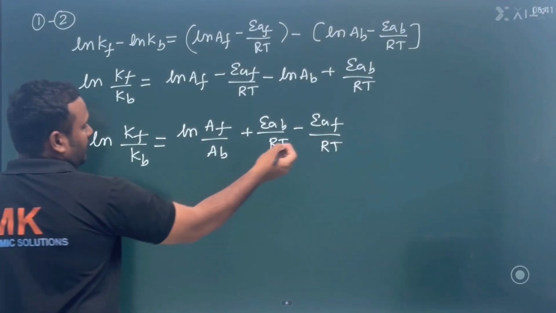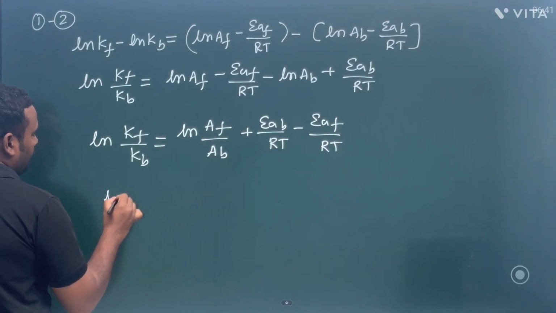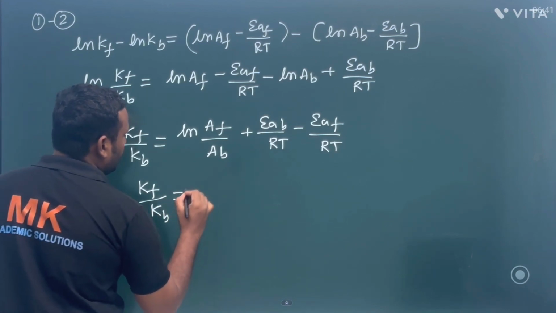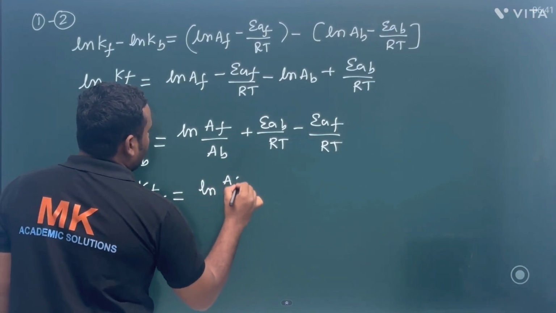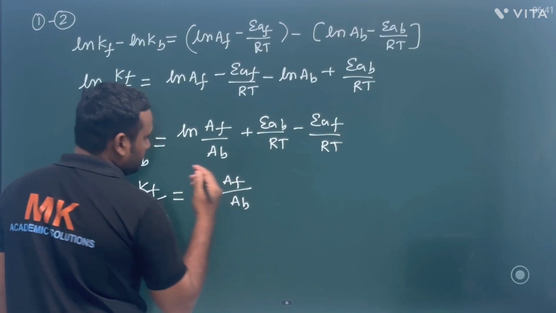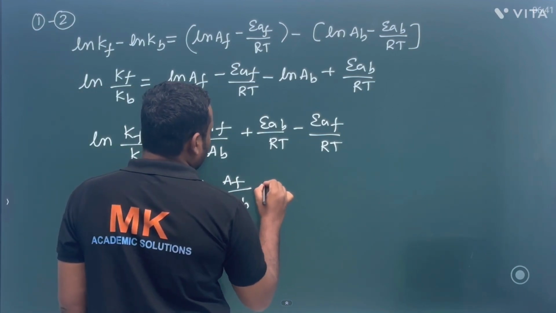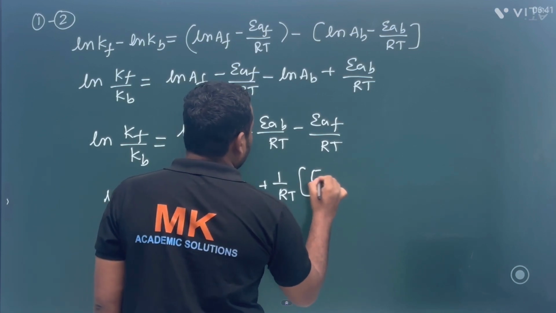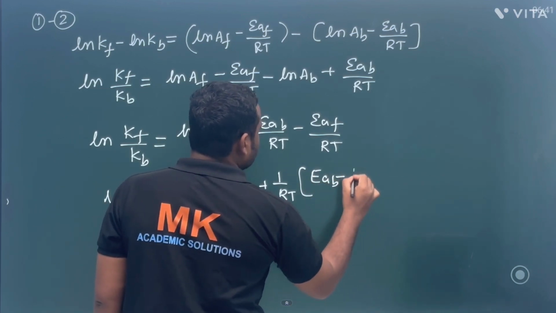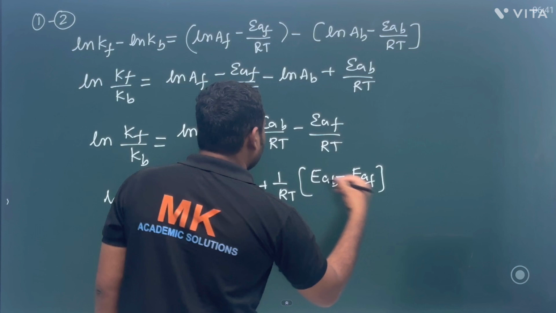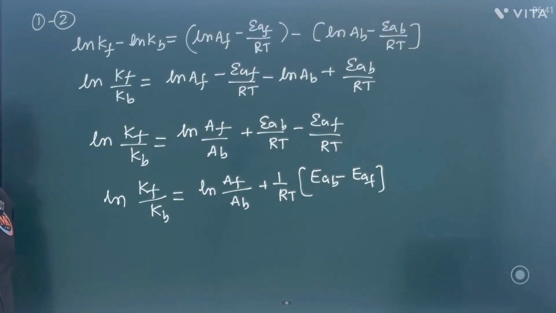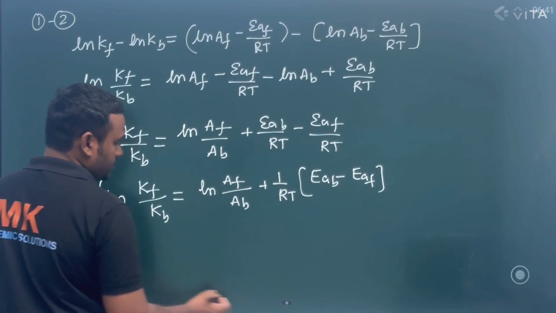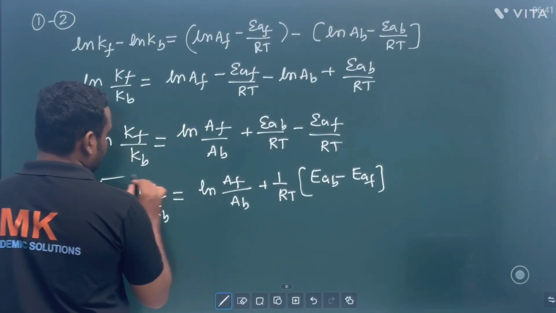Now in this you take the RT common, ln Kf by Kb is equal to ln AF by AB plus 1 by RT into (EAB minus EAF). Okay, so this is known as what? Arrhenius equation.